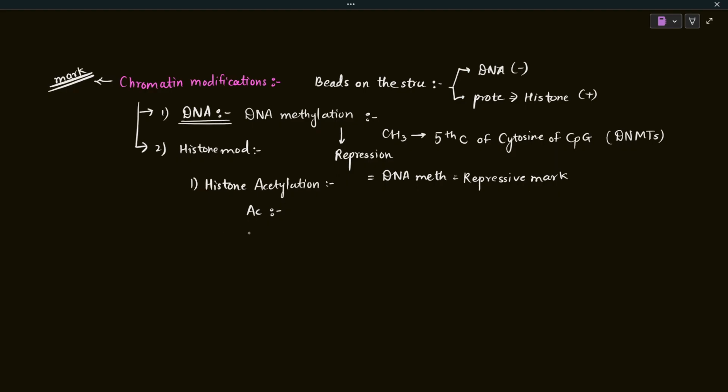Histone acetylation is always an active mark. Why? How does it do that? We will learn about it in detail, but for now, you just have to remember that DNA methylation is a repressive mark, while histone acetylation is an active mark because it leads to the activation of the genes on that chromatin. So this is all about histone acetylation. Next, we will be learning about histone methylation.